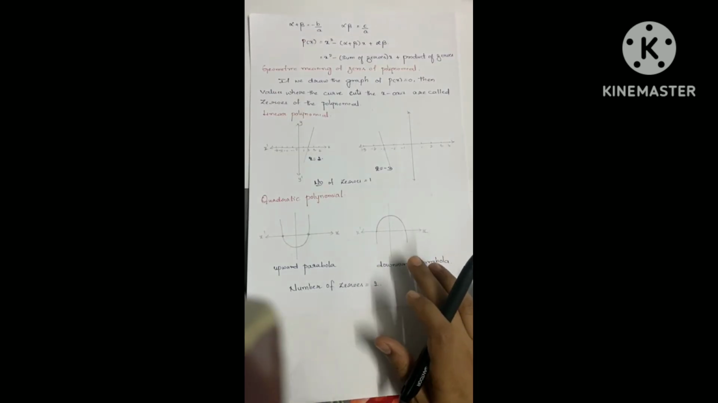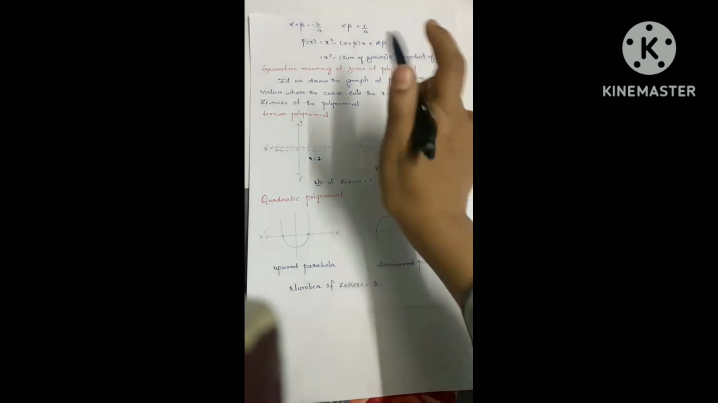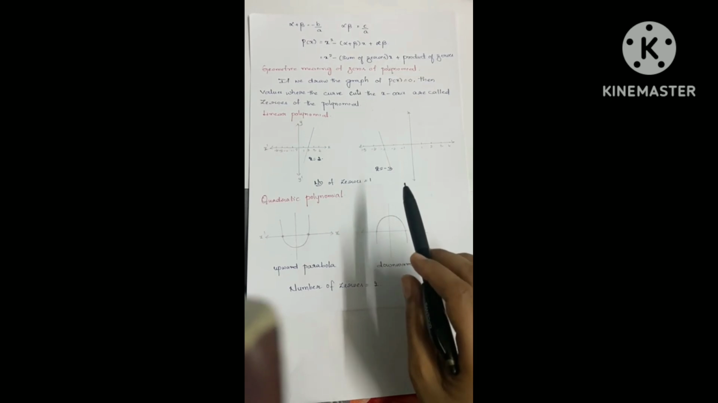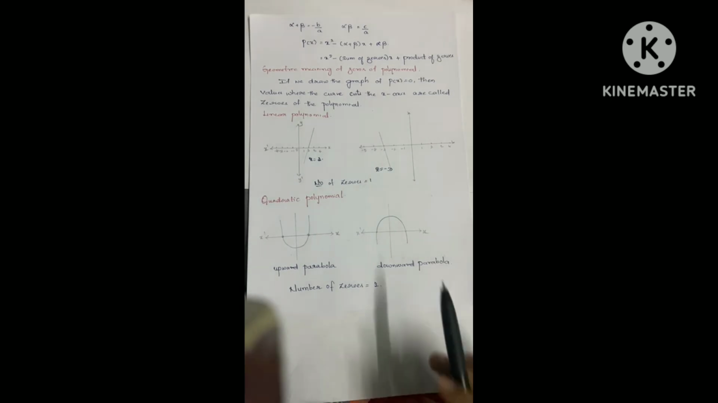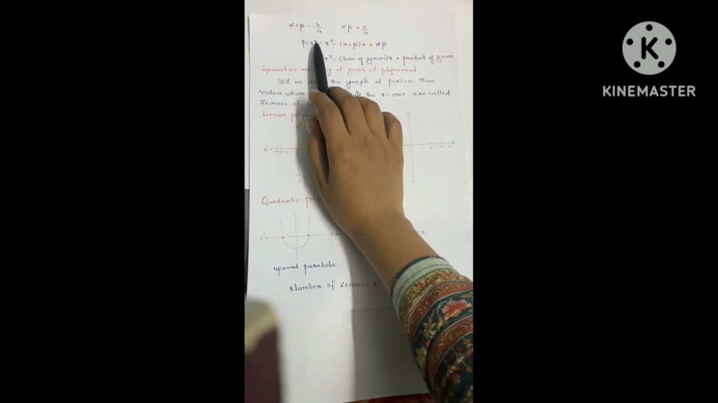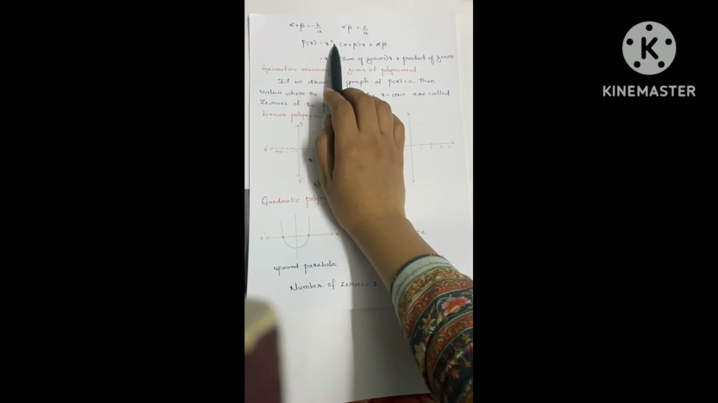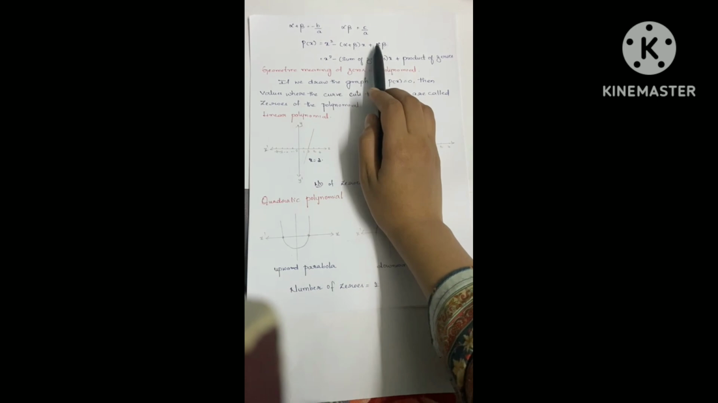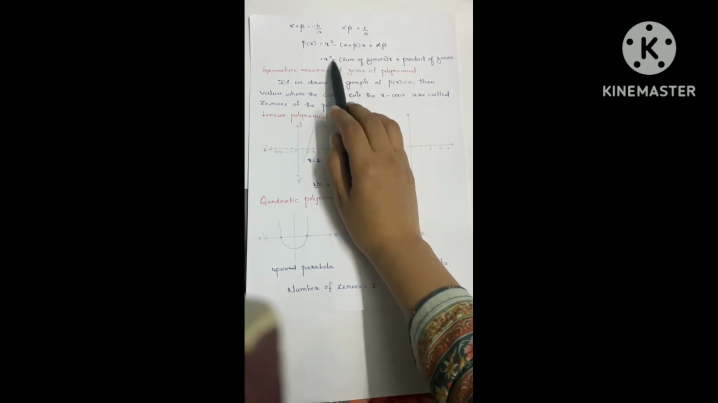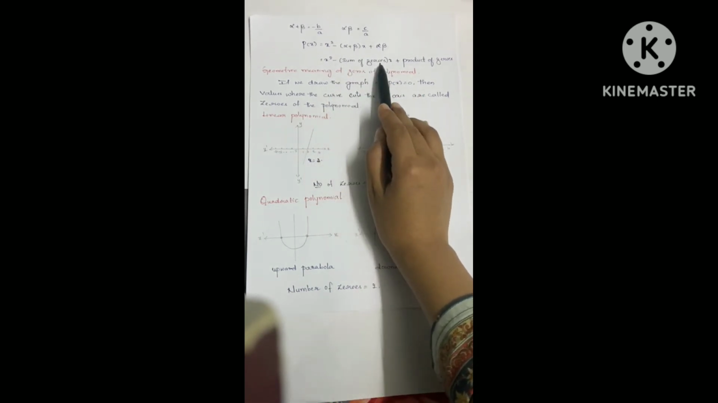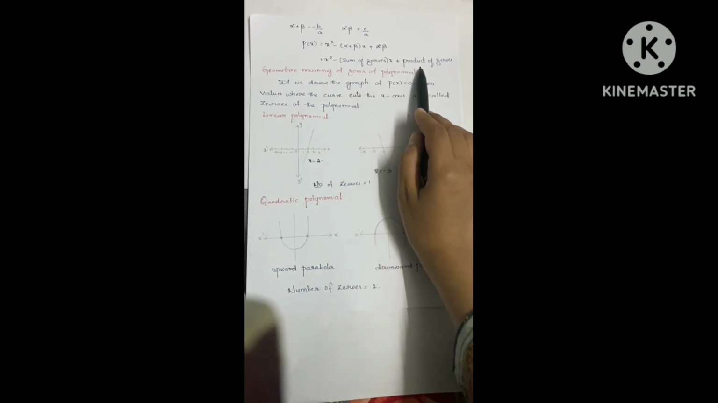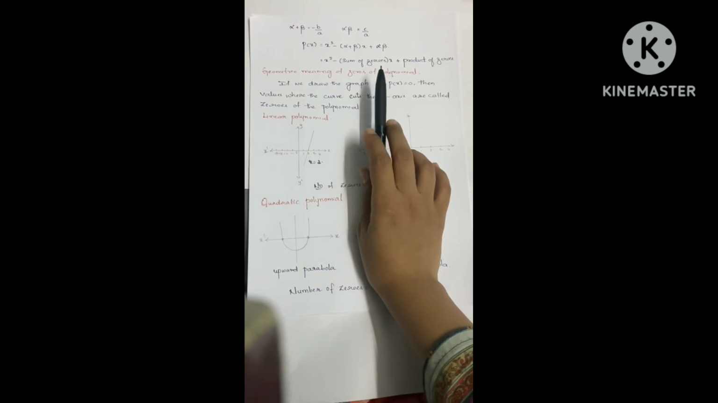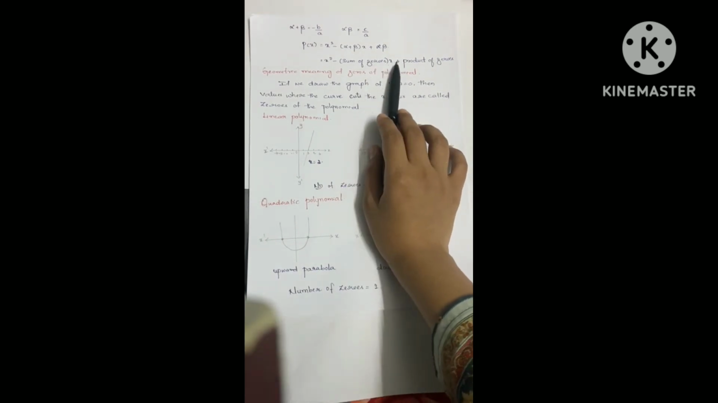In your exercise, there will be one type of question where the sum of zeros and product of zeros is given, and you have to find the polynomial. So there is a formula: P of x is equal to x square minus (alpha plus beta) into x plus alpha beta. Here alpha plus beta is the sum of zeros and alpha beta is the product of zeros. So if you substitute the sum of zeros and product of zeros, you get a quadratic polynomial.